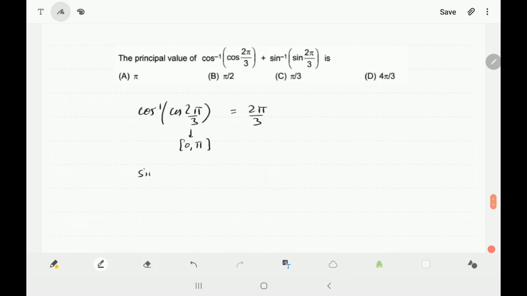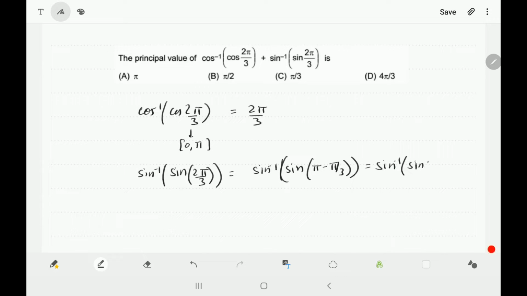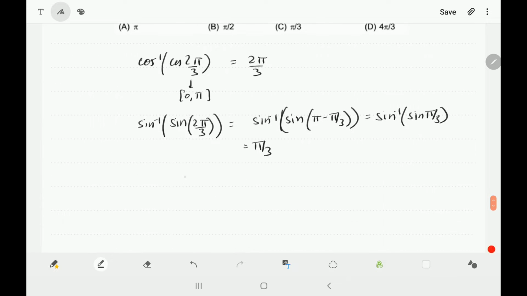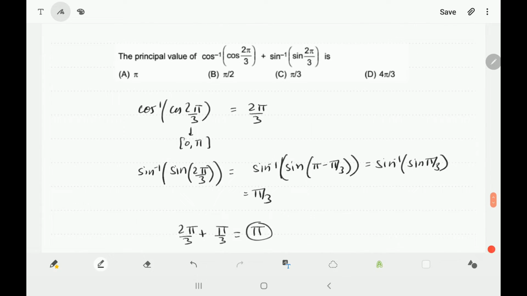Now sin inverse of sin 2 pi by 3. Now 2 pi by 3 is not in the principal value branch of sin inverse, so we have to simplify it. We can write this as sin inverse of sin of pi minus pi by 3. Sin of pi minus theta is sin theta only. So sin inverse of sin pi by 3. Now it is in PVB, so this will open up in pi by 3. So the sum of these two terms will be 2 pi by 3 plus pi by 3, which will give us pi. So the answer of this problem is option A, which is pi units.